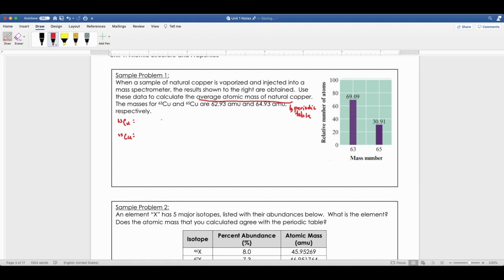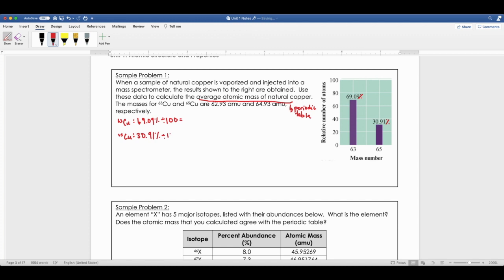I'm going to look at this mass spectrum first. And remember, these values that are given to me are the percentages of each isotope. I'm going to start off with those first. And I'm going to identify, so 63 goes to the 69.09%, and the 65 goes to the 30.91%. I want to get these out of percents. So the first step is to divide by 100.